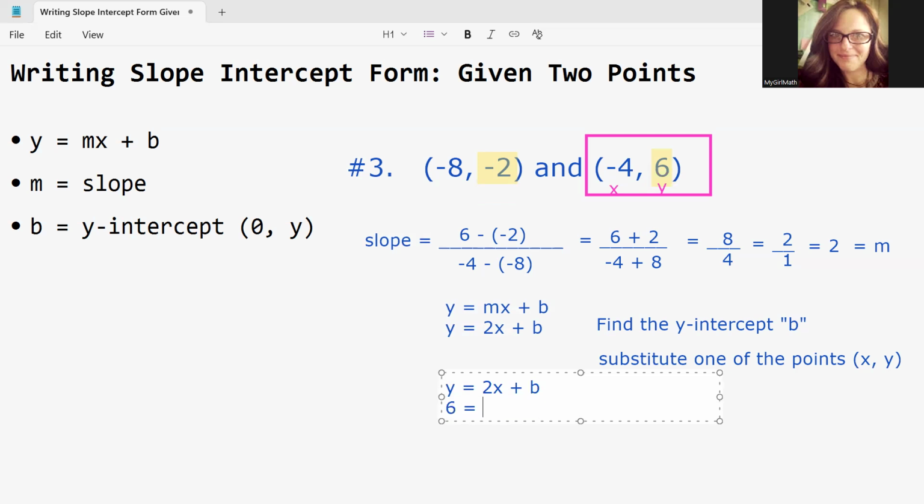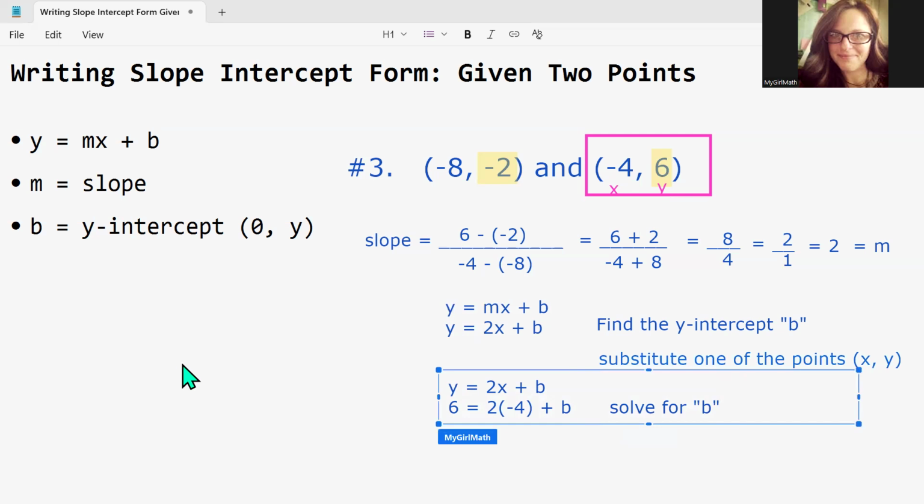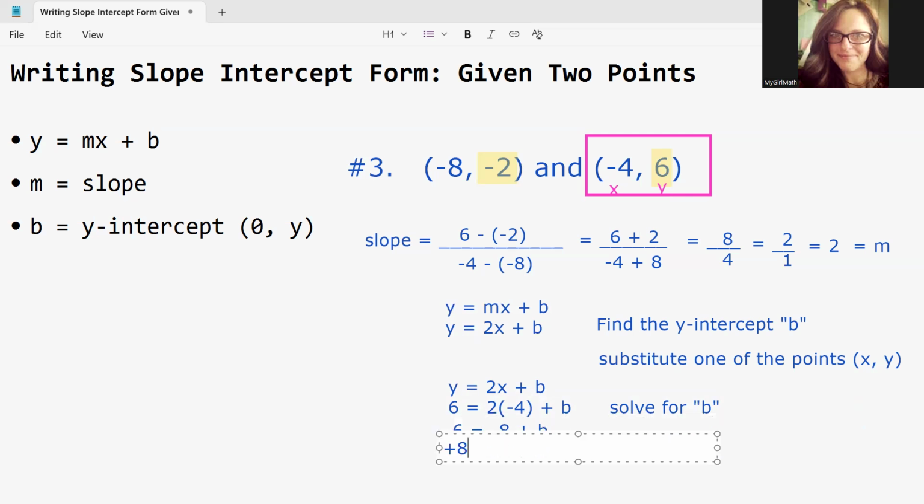Six goes in for y. 2 is the slope that we got earlier. X is -4, and we are solving for b. The y-intercept, the last piece for writing this linear equation. And 6 plus 8. And we get our y-intercept b.